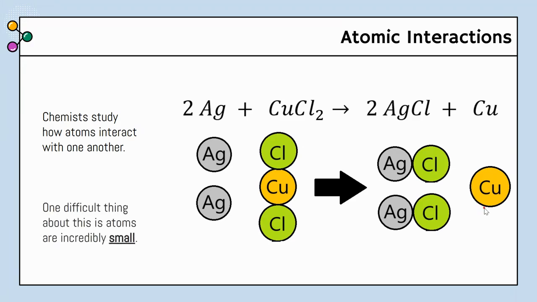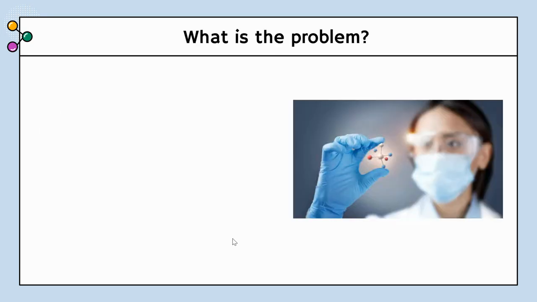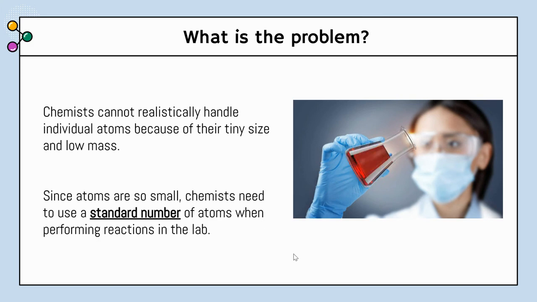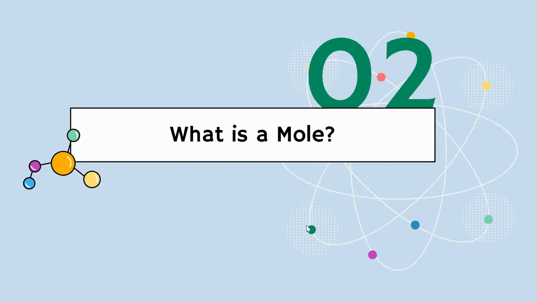Now, the problem here is that atoms are incredibly small. As a chemist, I could not pick up these atoms and smush them together. So, how do we fix that? Well, the problem we already talked about, we can't pick up atoms or molecules because they're tiny and they don't weigh a lot. But since atoms are small, we as chemists, instead of dealing with individual atoms, use a standard number every time we perform a reaction. So instead of counting things atom by atom, we count things as groups of atoms. That's where a mole comes in.